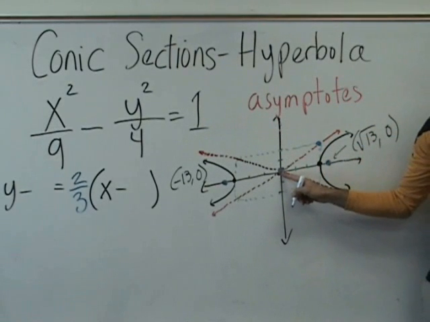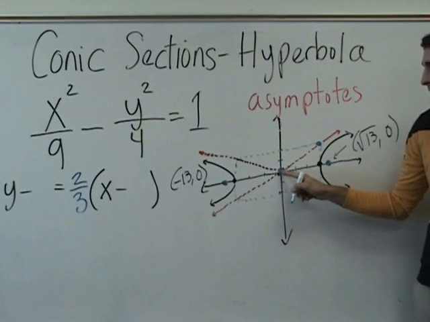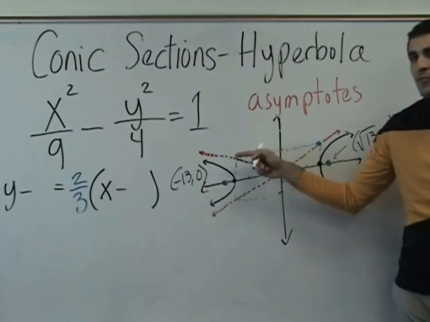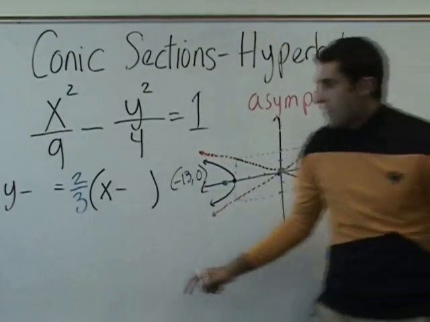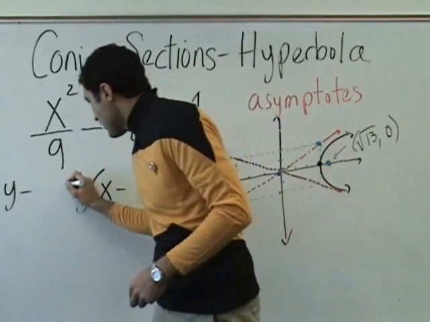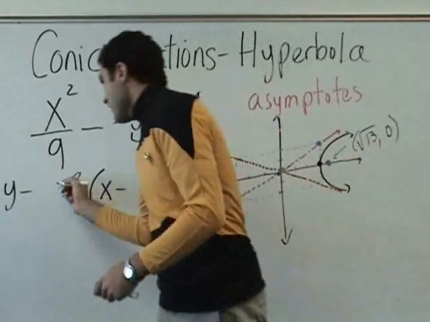So let's do 2 over negative 3. 2 over negative 3, or negative 2 over 3. It's a negative slope because, look, rise over run: 2 and then negative 3. So the two equations, the slope is plus or minus 2 over 3.